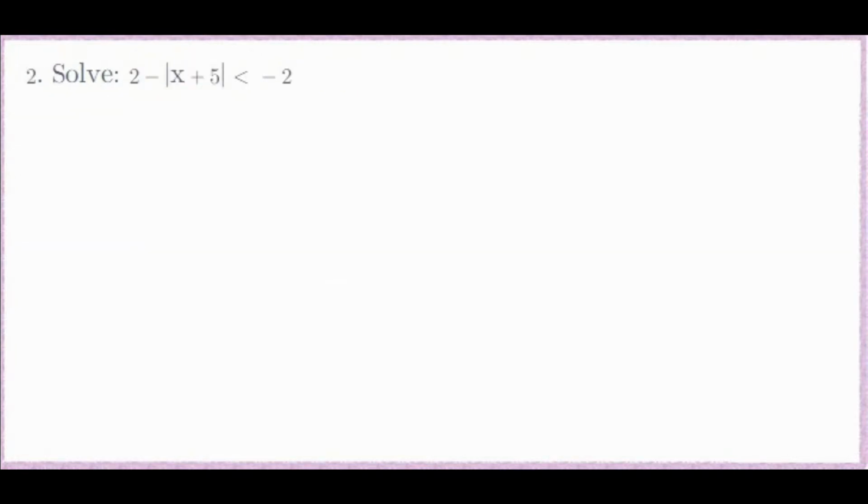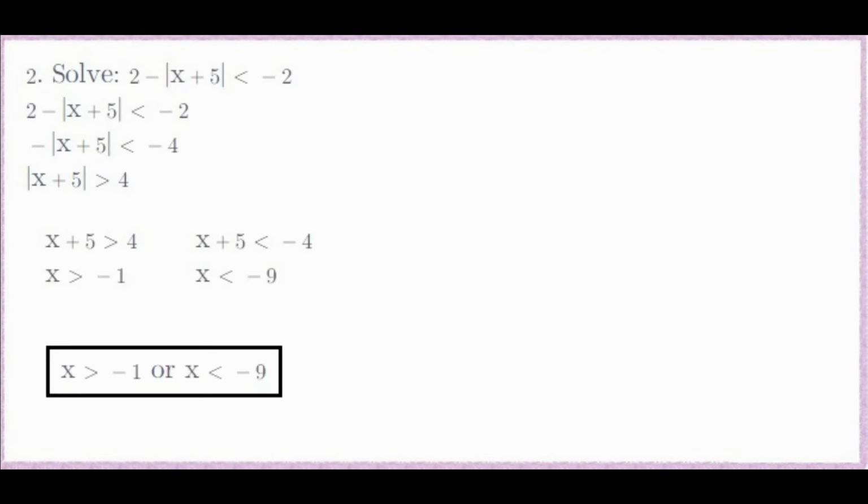For this problem, before we deal with the absolute value, we're going to deal with that 2. So we can subtract the 2 from both sides and then divide both sides by -1, which switches the sign. So then we have the absolute value of x plus 5 is greater than 4. So again, we split this into 2 pieces and we end up with x plus 5 is greater than 4, or x plus 5 is less than -4. So then we have x is greater than -1, or x is less than -9.